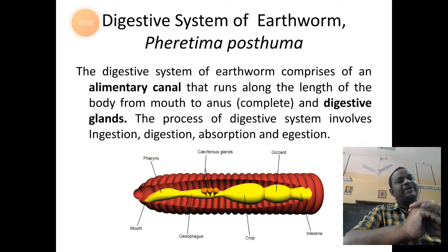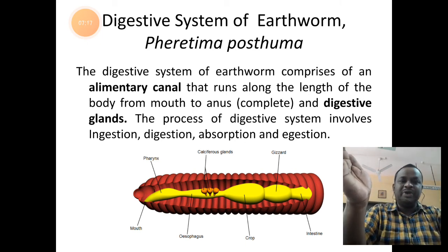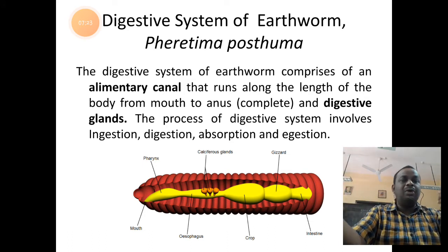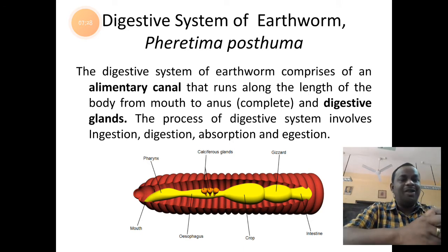The digestive system of the earthworm comprises two parts. Part number one is the alimentary canal or digestive canal. It includes a group of organs which start from the mouth and end with the anus. So, this group of organs that starts with the mouth and ends with the anus together corresponds to the alimentary canal or digestive canal. The second part is the digestive glands. Glands are the units which are responsible for the synthesis of enzymes or secretions, in simple terms.